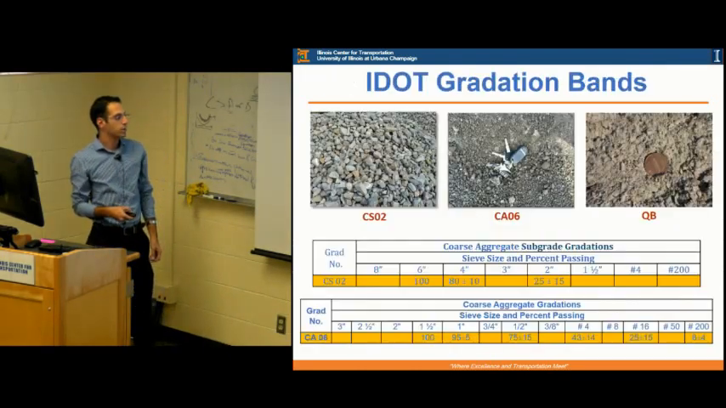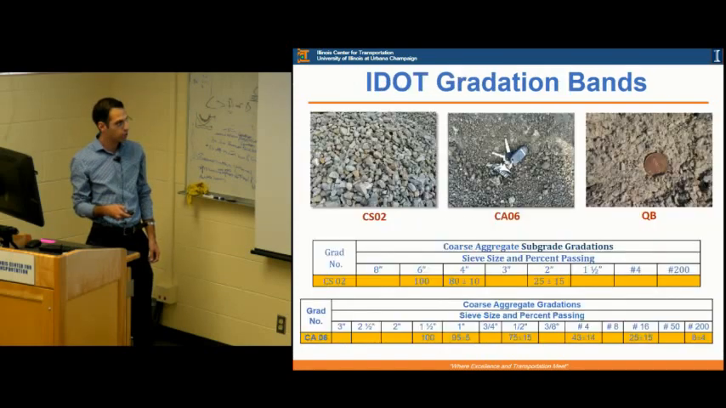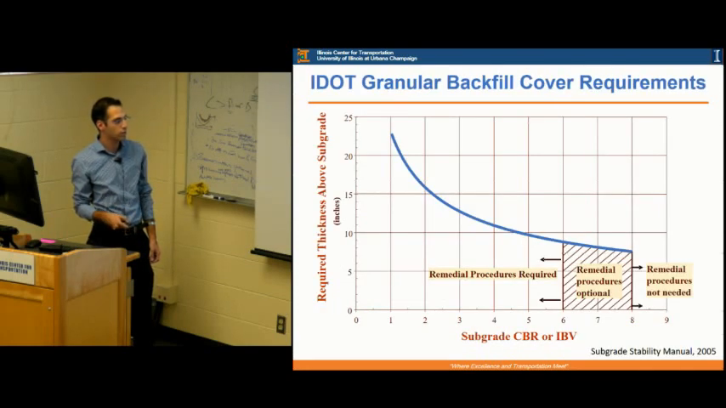And as I was mentioning, we were going to be building 24 inches of these materials on top of the subgrade, and that's because of the specs in Illinois now from the subgrade stability manual. For a weak subgrade of CBR1, it requires a backfill cover requirement of 24 inches of granular material on top if the CBR is weak.